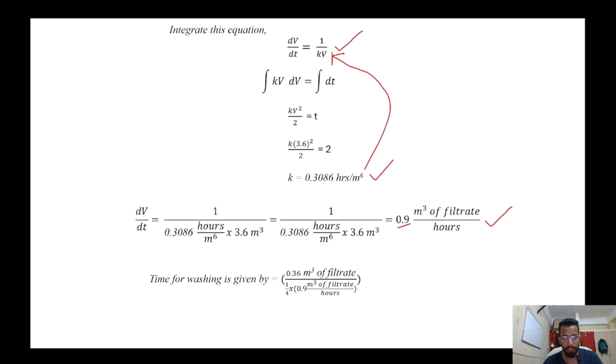So the time for washing will be 1.6 hour, 96 minutes. Okay.